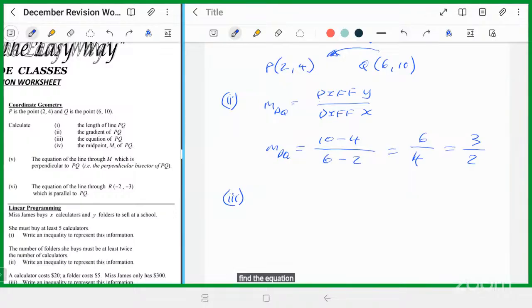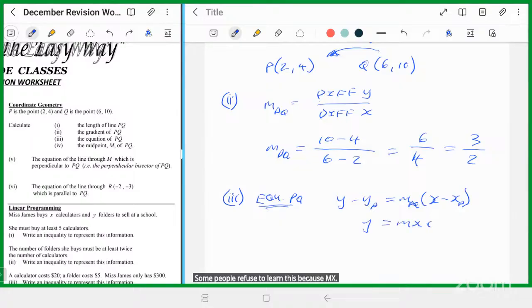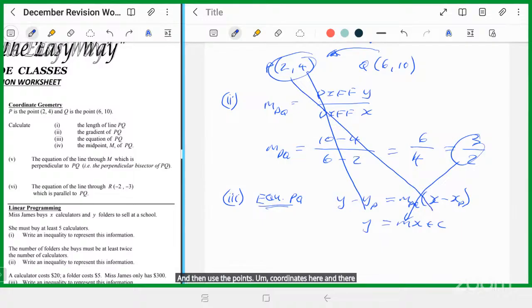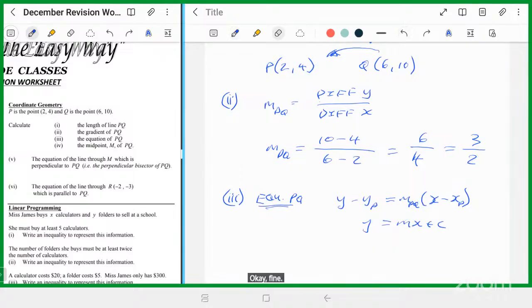And a good formula to know is what we call the BFF formula for the equation of a line. So the equation of PQ using the BFF would be y minus y value at P equals the gradient of PQ into x minus the x value at P. Some people refuse to learn this because they just stick to y equals mx plus c, and they use this as a gradient here, and then they use the points, coordinates here and there and here to find the c. Some people do it that way, but no problem. If you want to do it that way, fine. But I like using this method because I'm going to get the equation straight away.